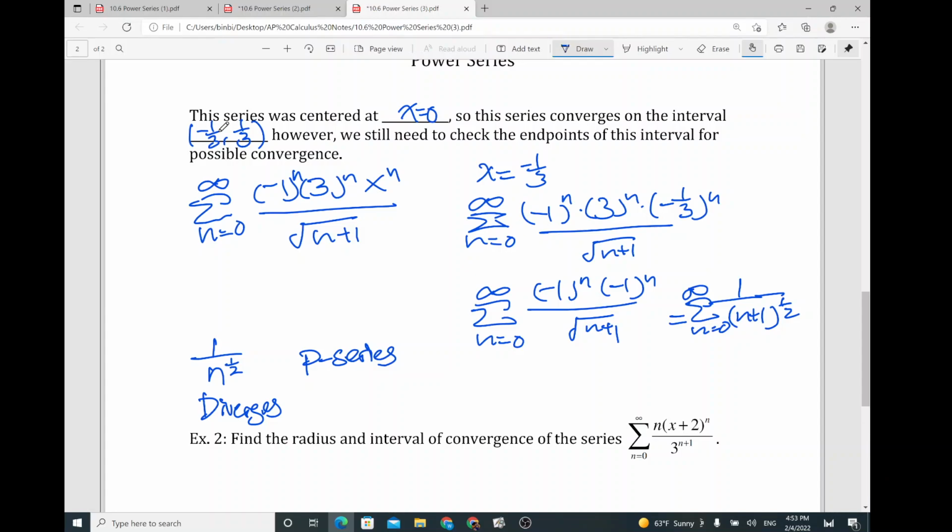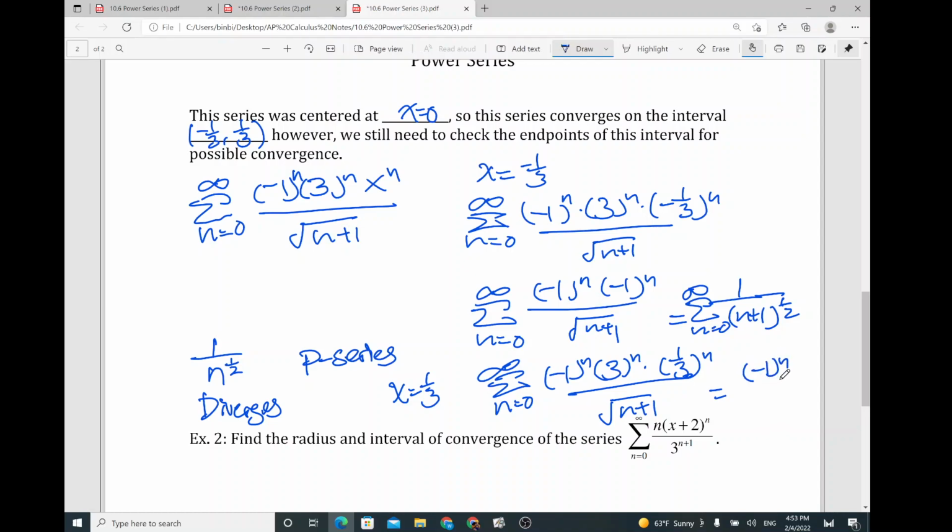Okay, so now the next one you want to check is 1/3. Checking that, would that be the case? So plug in x equals 1/3: sigma n equals 0 to infinity of (-1) to the power of n, 3 to the power of n times 1/3 to the power of n, all over square root of n plus 1. So this one turns out to be (-1) to the n over square root of n plus 1.